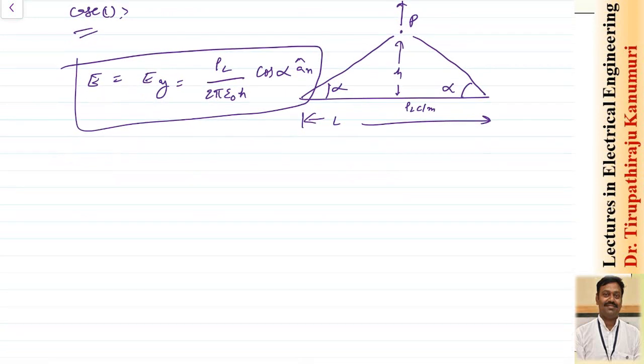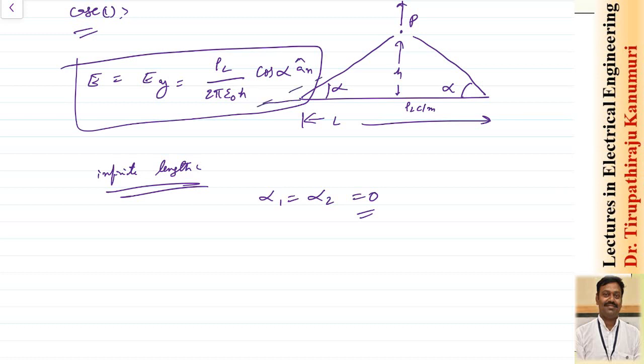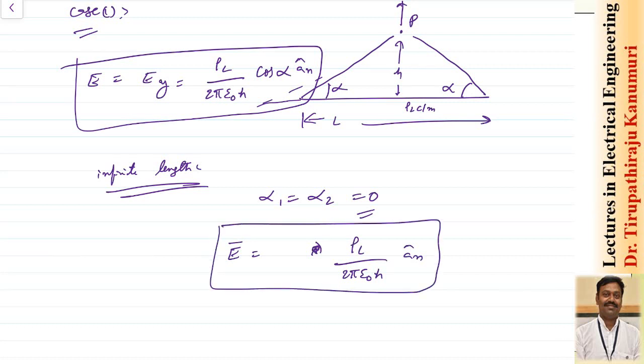Now let us take case 2. Let us take the conductor having infinite length. Then alpha 1 and alpha 2 both become equal to 0, because as it approaches infinity the length is increasing, so alpha will go on decreasing. So this alpha will become 0. In that case, if you substitute in the electric field intensity, here we are taking rho L, right? Rho L by 2 pi epsilon naught h in the direction of aN. So this is the electric field due to an infinitely long conductor, as alpha is equal to 0.